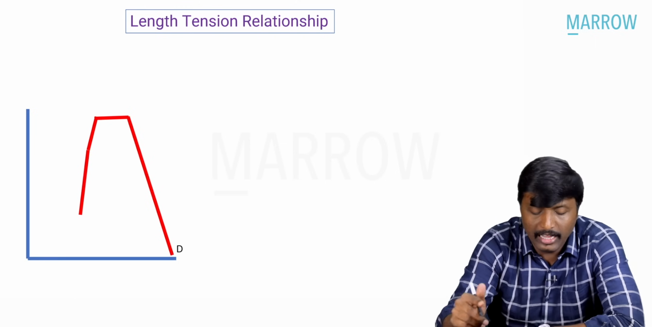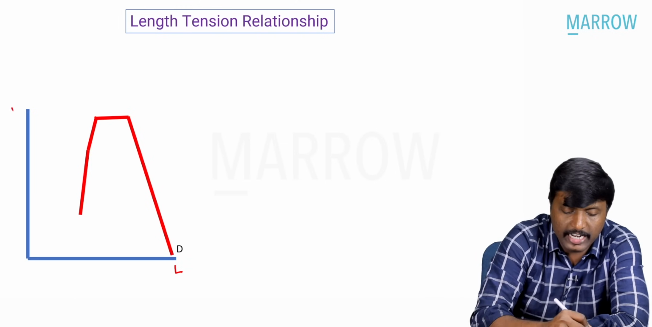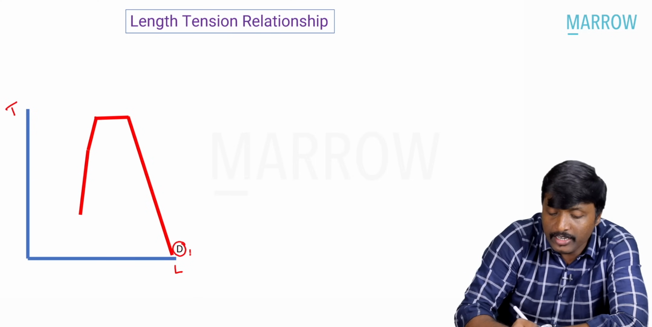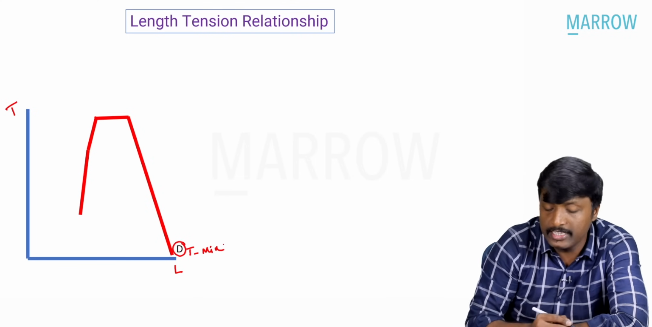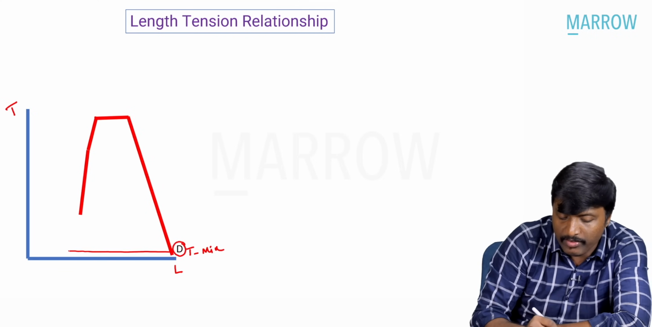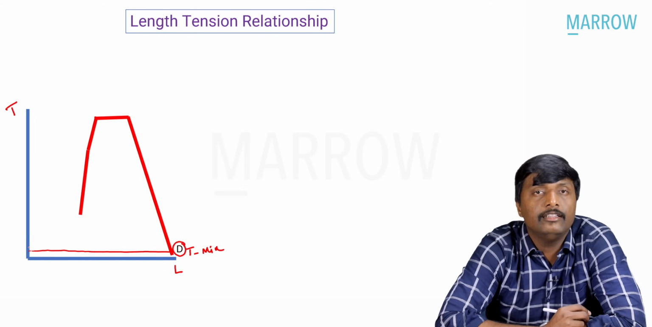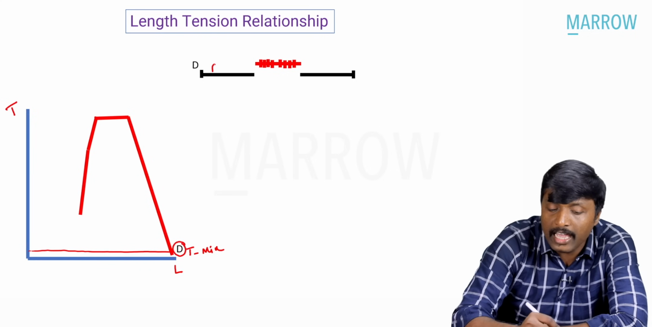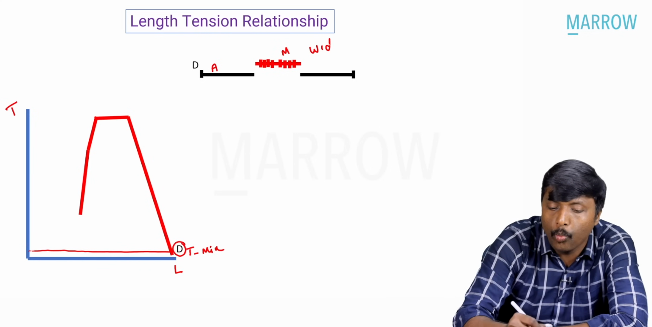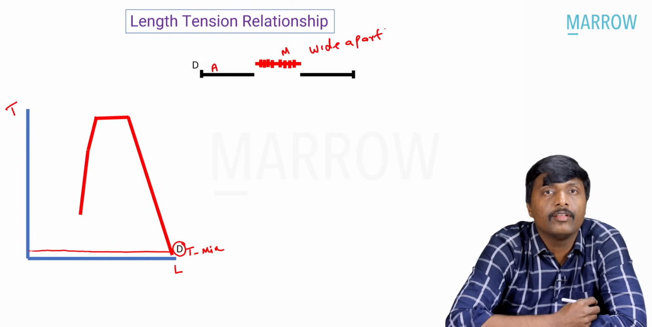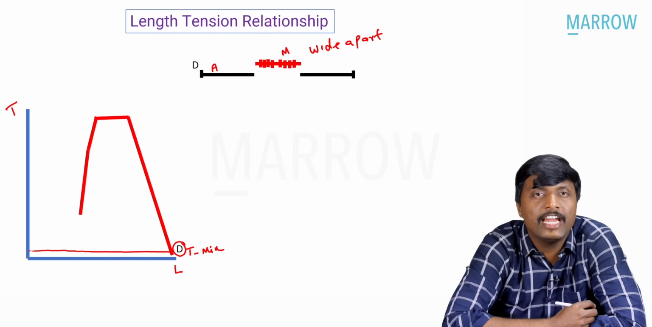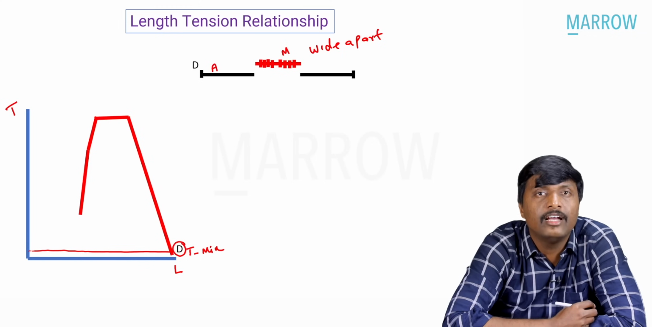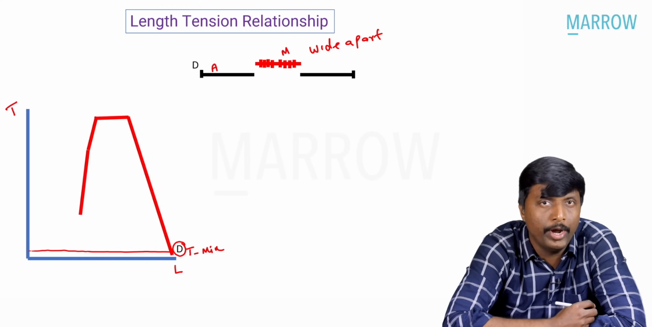What exactly happens? This is length, this is tension. Look at point D. The tension is minimum, isn't it? The tension is very minimum, or practically nil. There is no tension at all. Why? At point D, this is actin, this is myosin, they are wide apart. If there is no interaction between these two, actin and myosin, how can you generate tension? Point D, the tension is nil or minimum because actin and myosin are wide apart.